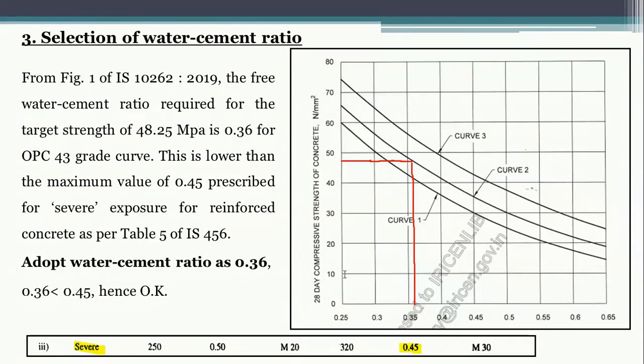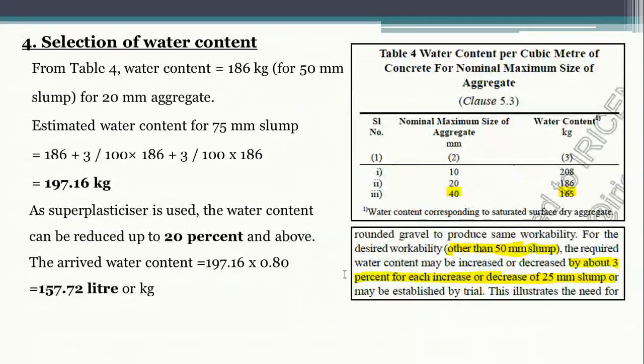I'll repeat once again. Based on the target strength on the y-axis, draw a line so that it touches the particular curve based on the type of cement. After touching the curve, drop that line vertically downwards so that it touches the x-axis, that is the water cement ratio. Whatever value you get, you can take for the calculation. In this case, 0.36 is the adopted water cement ratio. So next is the selection of water content.